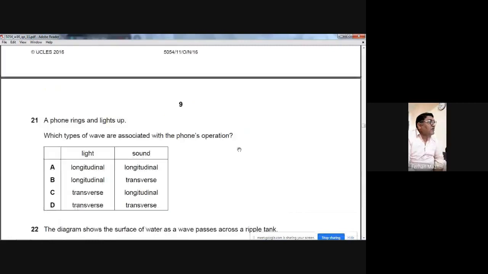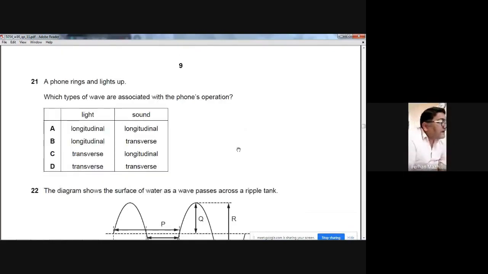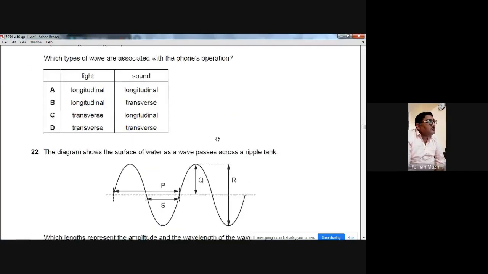And for question number 21, a phone rings and lights up. Which type of waves are associated with the phone's operation? So light is a transverse wave and sound is a longitudinal wave. So the best option will be C. For 21, the option is C. Light is a transverse wave and sound is a longitudinal wave.